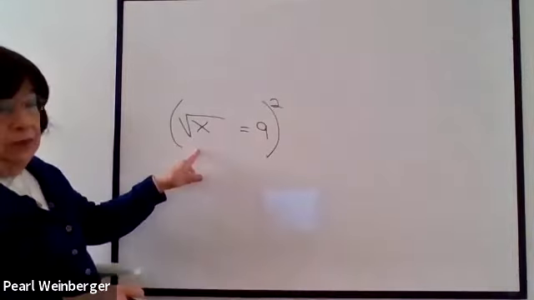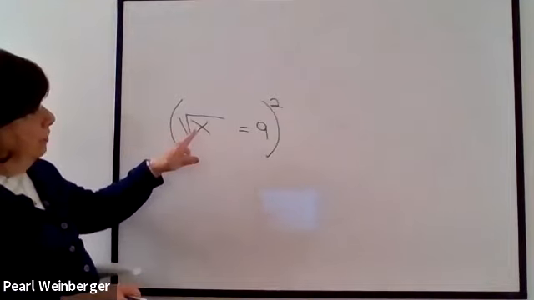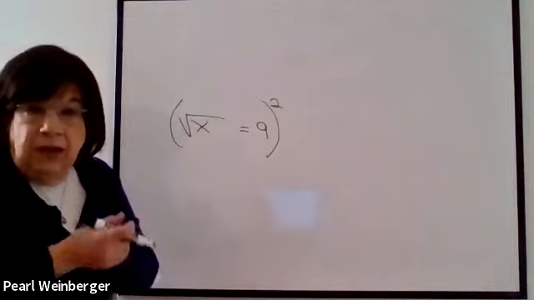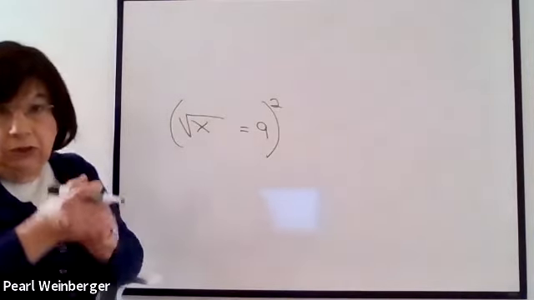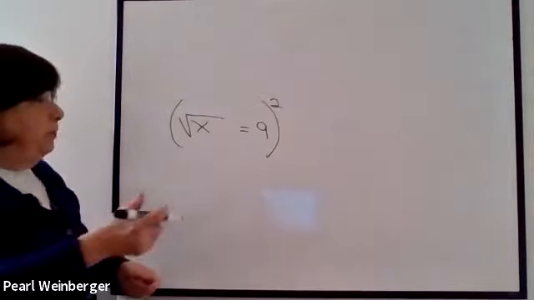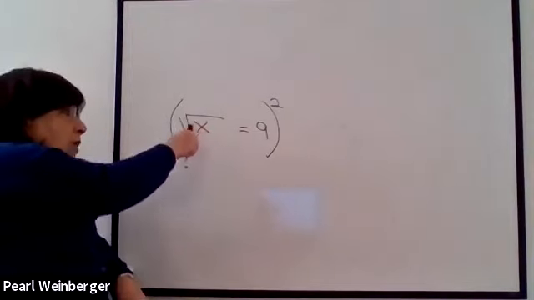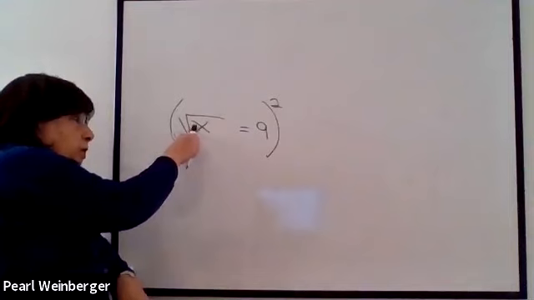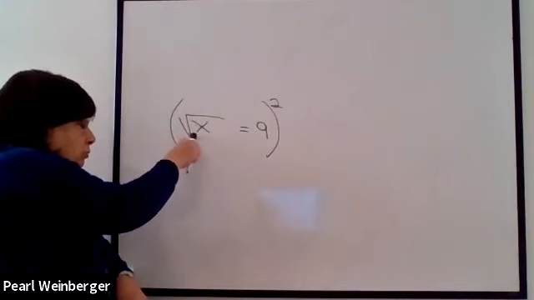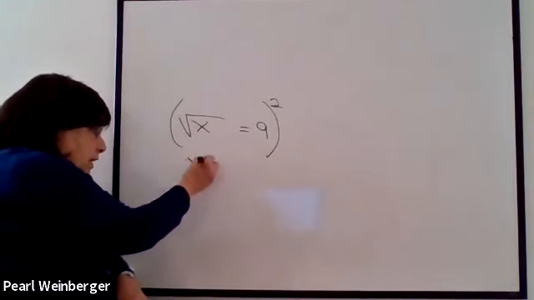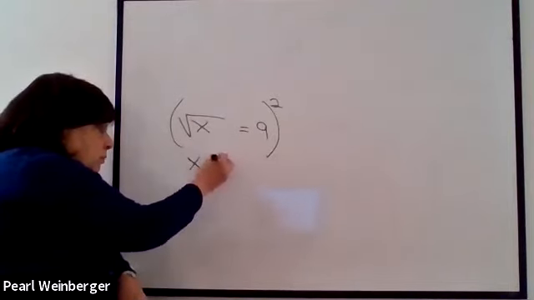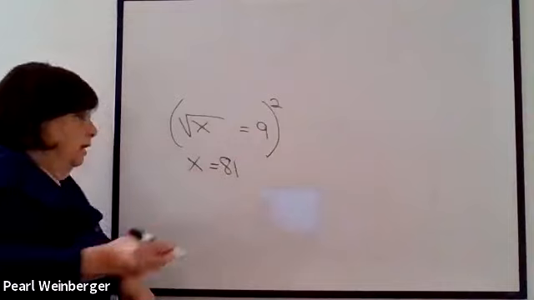Well, we're doing the same thing over here. Here I have the square root of x equals 9. I want to do the opposite operation of square root, and that's squaring, multiplying something by itself. When I square both sides, multiplying the square root of x times the square root of x, of course, that's just going to give me x. And on this side, I'm going to get 9 times 9, which is 81.